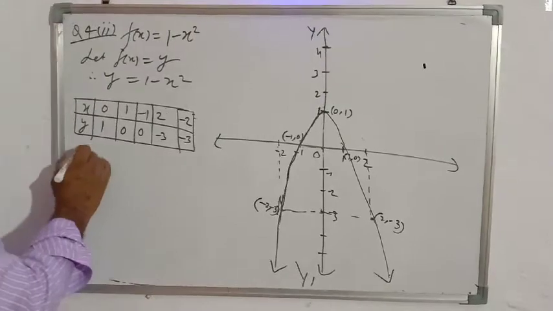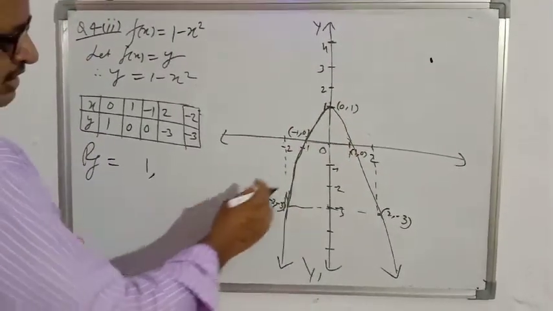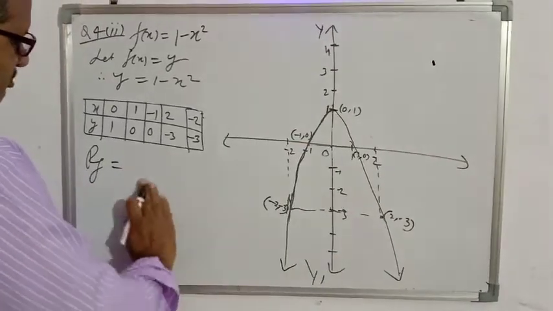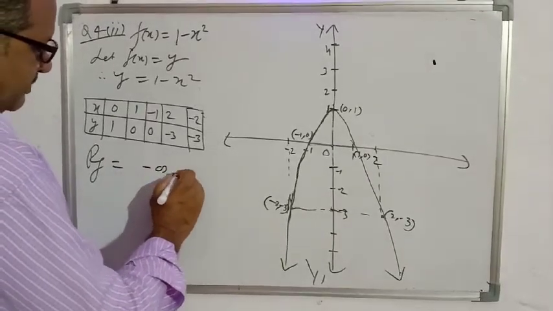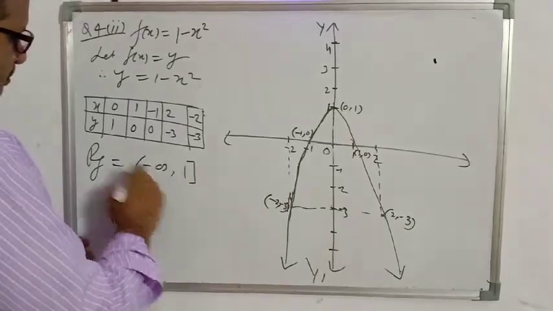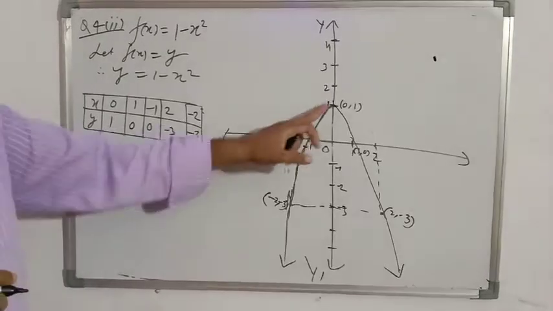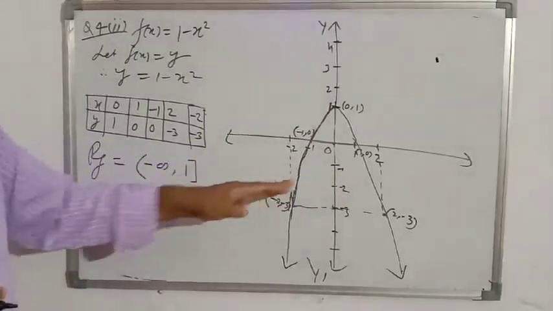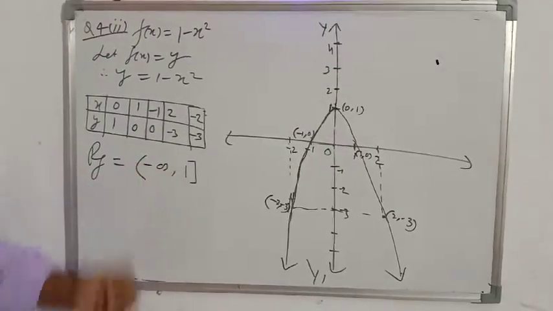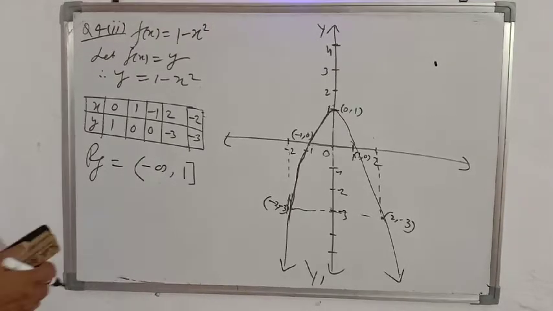So what is the range? Maximum is 1. And what is the minimum value? Minus infinity. So we can write it as minus infinity to 1. Put the closed interval sign on one side and open on the minus infinity side. As x increases or decreases, f(x) continuously decreases up to minus infinity. So the range of the function is (-∞, 1]. So it was question number 4 second.